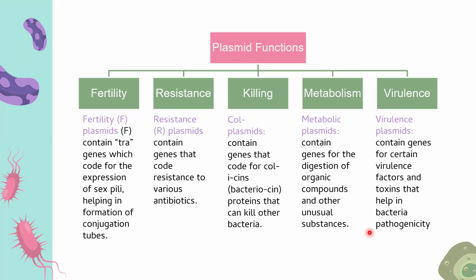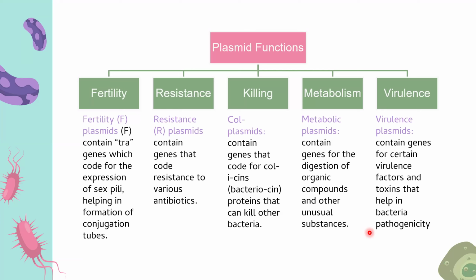The fourth function is metabolism, which contains genes for digestion of organic compounds and other unusual substances just to keep the bacteria alive. Last but not least is virulence. Virulence is a pathogen or a microorganism's ability to cause damage to a host. Virulence plasmids contain genes for certain virulence factors and toxins that help in bacterial pathogenicity. So those virulence plasmids are very essential when it comes to deciding, okay, is this a harmful bacterium or is it a good bacterium for the body?